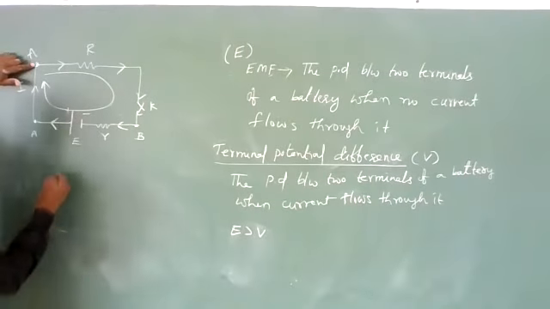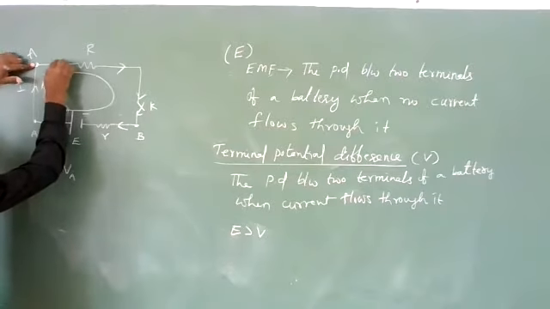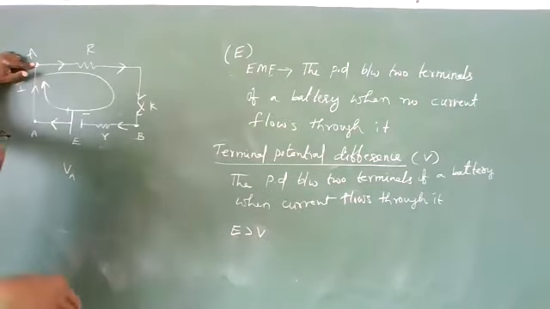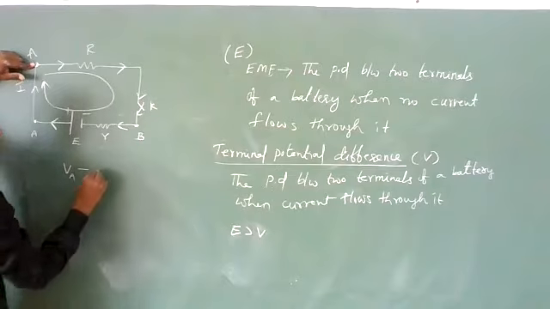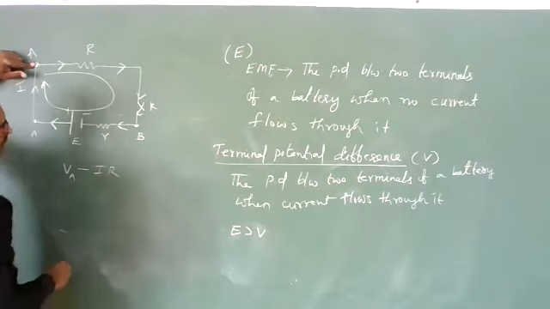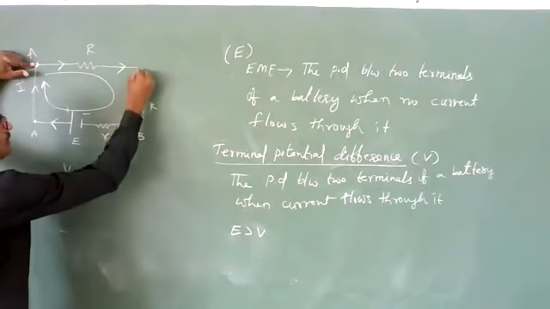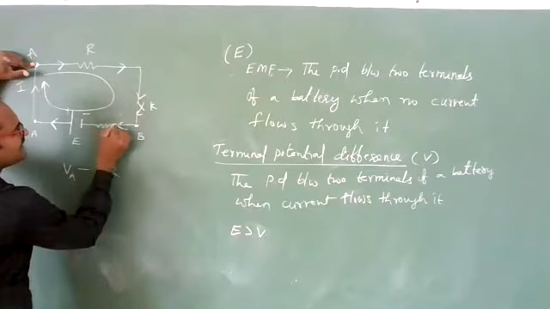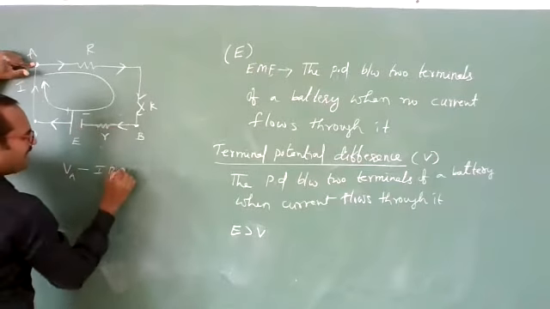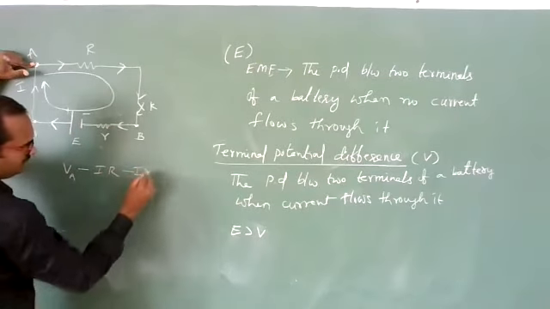First terminal is A, so this potential will be VA. Now across the resistor, in the direction of current I am going. What will be there, gain or loss? Yes, voltage loss will be there. That is minus IR. Now again across this internal resistance I am going in the direction of flow of current. Again minus I small r.